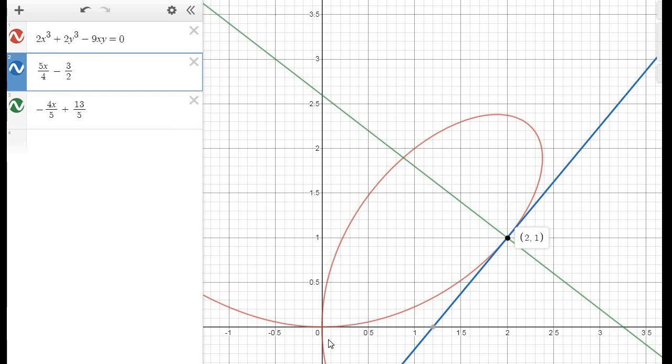All right, guys, so I think this is it. I think we can now officially say that we've answered everything that was asked of us in this comprehensive problem.